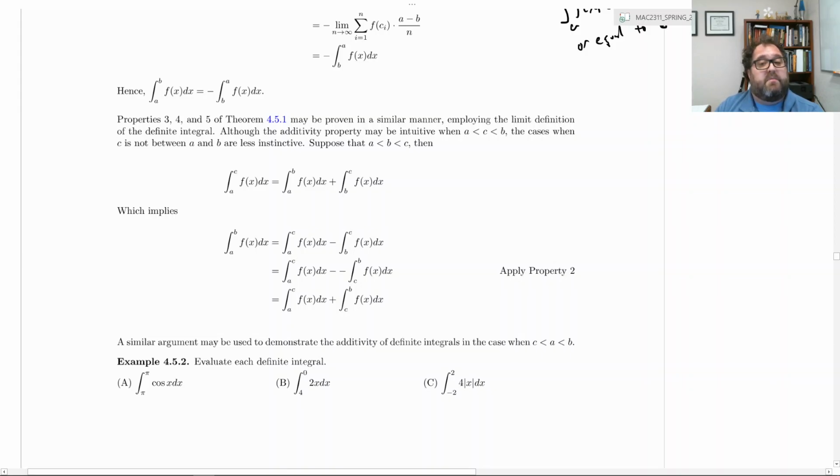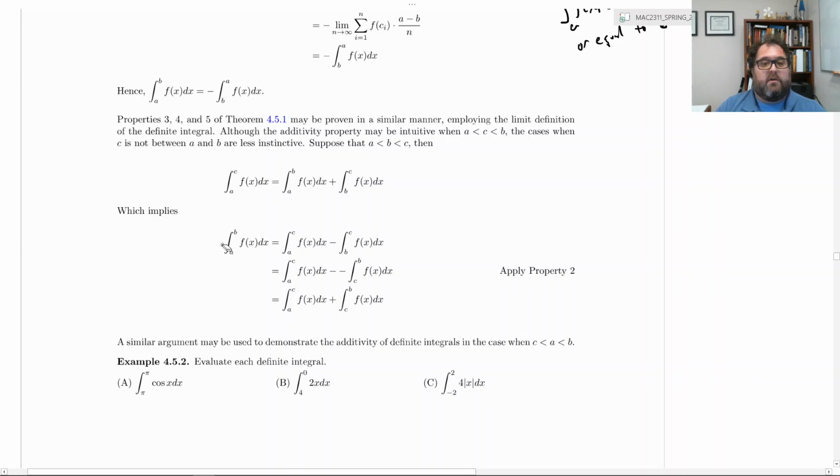However, since b is less than c, we can swap the limits of integration, and we get a double negative there because we swapped these limits by the limit reversal property. The double negative ends up being positive, and then we have the definite integral from a to c plus c to b, and that gives us exactly what we were looking for.